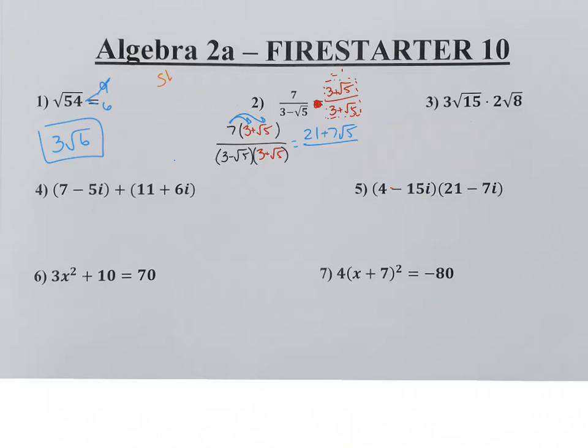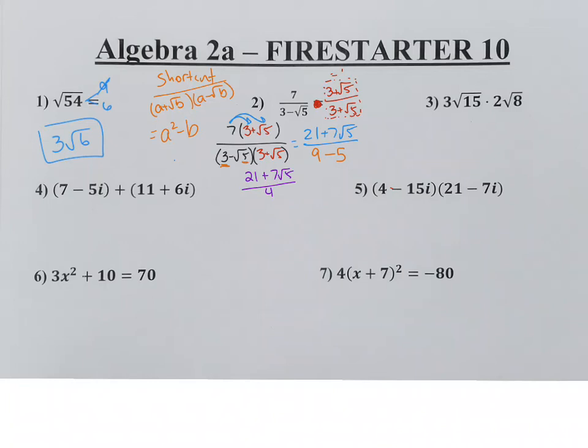There is a shortcut on your hint page for complex conjugates that says a plus radical b times a minus radical b is a squared minus b. So I take the first number, 3, I square it. I take the second number, 5, I just write it, and I put a minus sign in between. 9 minus 5 is 4. So the best answer becomes 21 plus 7 radical 5 all over 4.